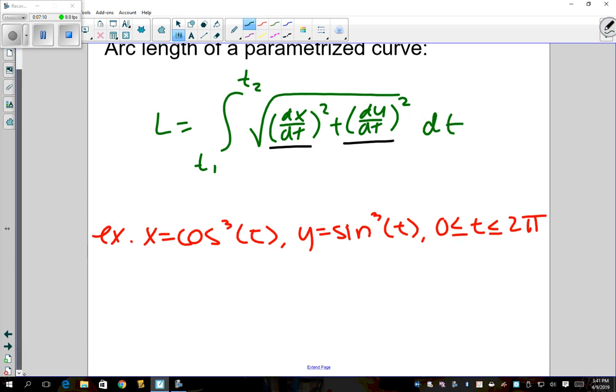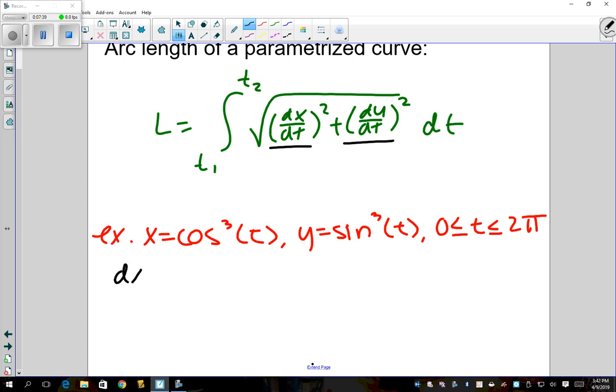And so I'm just going to go through this example really quick because we've already had a little bit of experience with arc length. First we're given that x is equal to cosine cubed of t and y is equal to sine cubed of t, and we're looking from 0 to 2 pi. First we need to find the derivatives dx dt and dy dt separately.